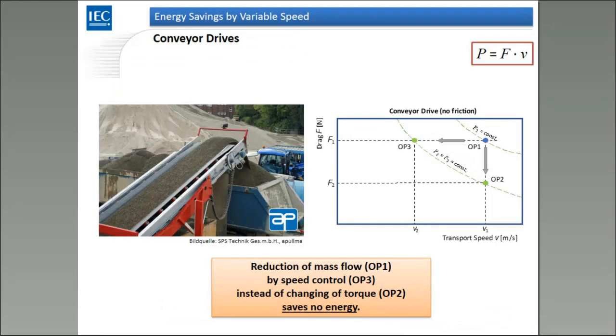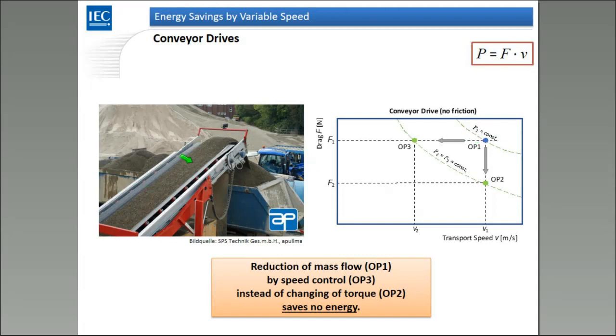Now let's go to conveyor belts. In our first example of a conveyor drive, we have this typical mass conveyor that's just conveying dirt or stones or whatever upwards. And the diagram that describes this conveyor belt is very similar to the diagram that we had before for the pump, fan, compressor, except that on the horizontal axis here we've got the transport speed. On the vertical axis we've got the force or the drag. And again, power is given by the product of transport speed and drag.